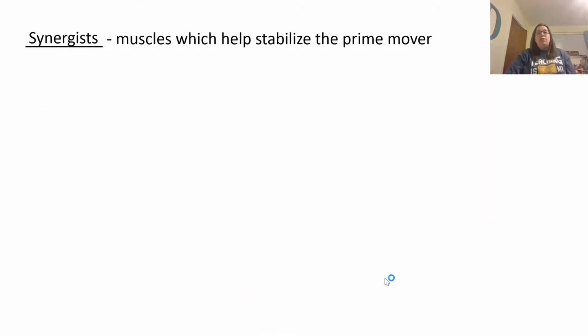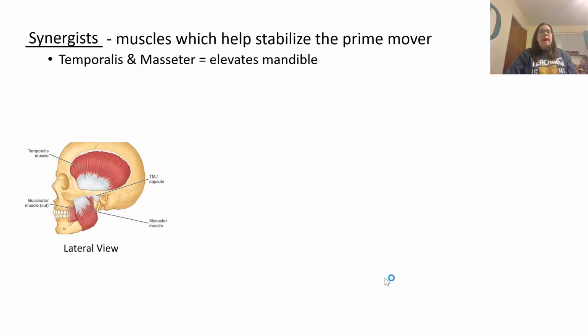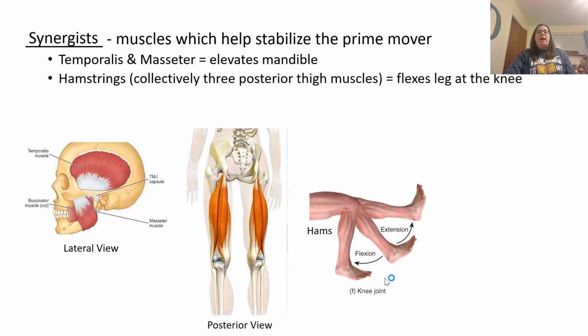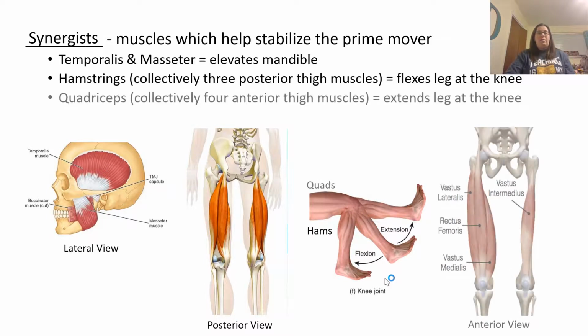Now, there are some synergist muscles. These are muscles which are going to help stabilize the prime mover. Some examples are the temporalis and the masseter. Both of them are going to help you elevate your mandible, pulling your jaw closed, so they're going to help each other in that movement. Another example is your hamstrings. Your hamstrings are collectively 3 muscles on the back of your thigh. All 3 muscles help you flex your leg at your knee. The quadriceps is the opposite of the hamstrings, and it's 4 muscles collectively working together to allow you to extend your leg at the knee. So these are examples where multiple muscles are working together for a common task.